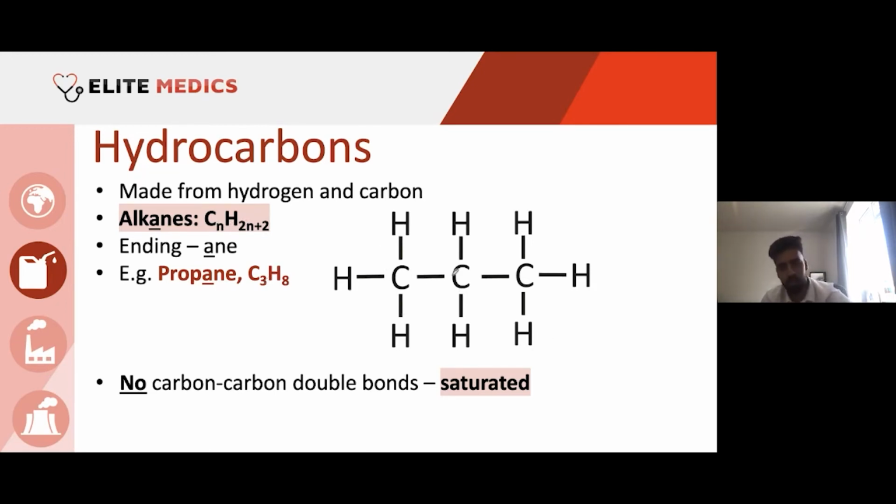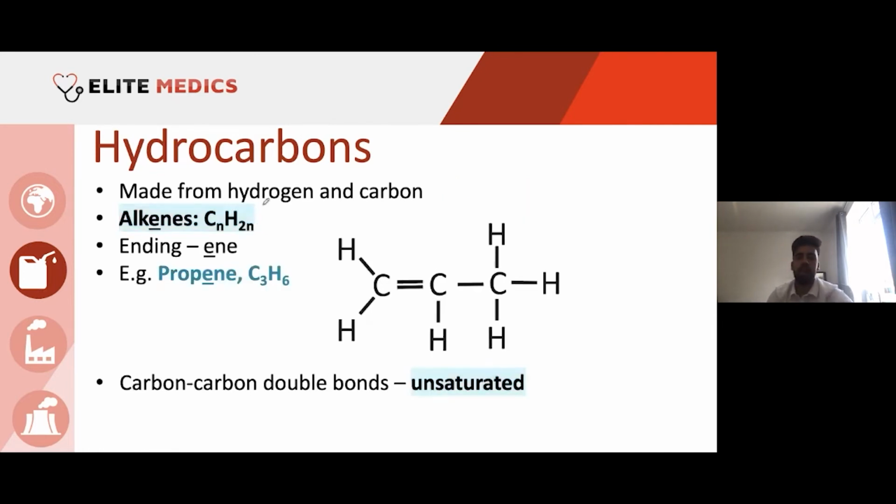We can display it like this. This is what we call the displayed formula, for anyone that hasn't actually looked at this stuff in chemistry. And since there are no carbon-carbon double bonds, we call this saturated. Because it's complete. Each carbon is fully saturated in hydrogens.